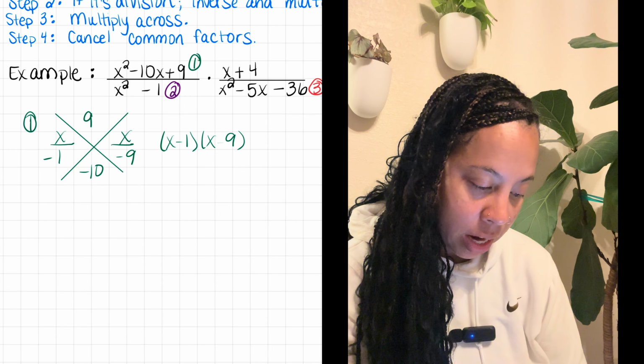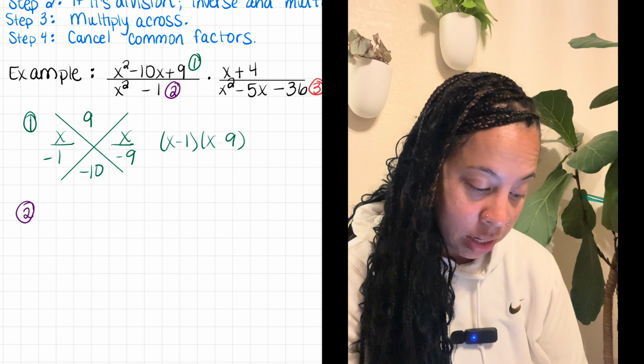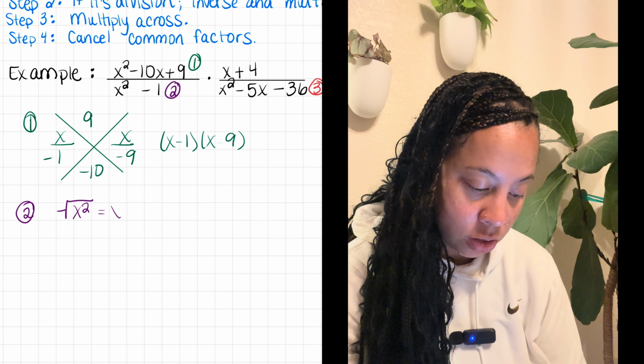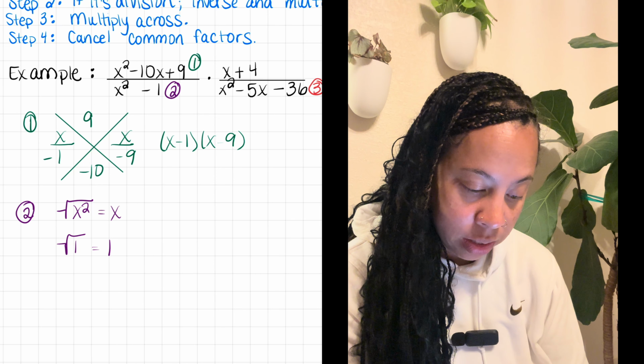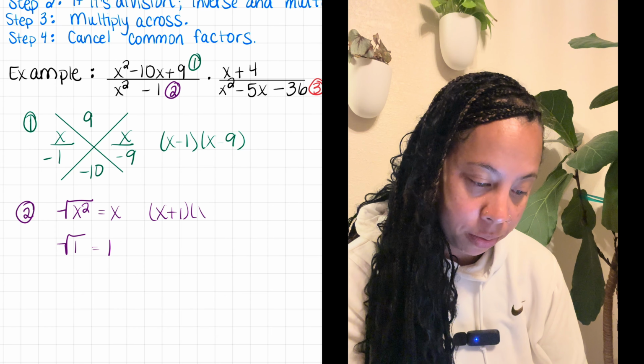Now, for our second one, I'm going to say that's difference of squares because I could take the square root of x squared, and that will give me x, and I could take the square root of 1, and that gives me 1. So my two parentheses here are x plus 1, x minus 1.